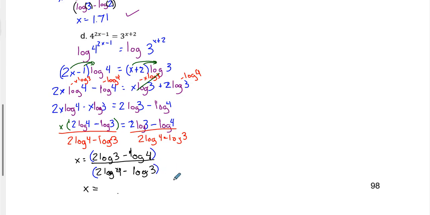Alright. Nice and carefully. 2 log of 3, putting my parentheses, subtracting a log of 4, divided by, again in parentheses, 2 log of 4, subtracting a log of 3. Zero point 4.8.